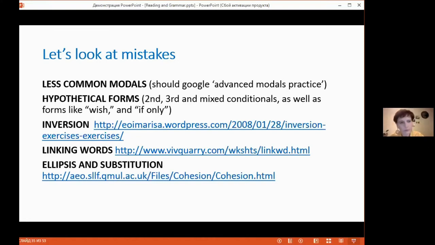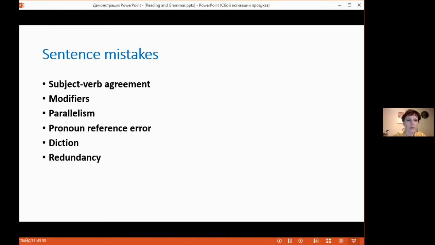Okay, so let's concentrate on something a bit more difficult. This is the structure of a sentence. And here we have something that was mentioned by you, subject-verb agreement. For some reason, it presents a problem to many students and teachers as well. Then come modifiers, parallelism, pronoun reference errors, diction, and redundancy.